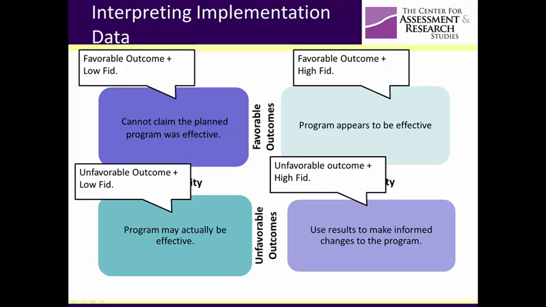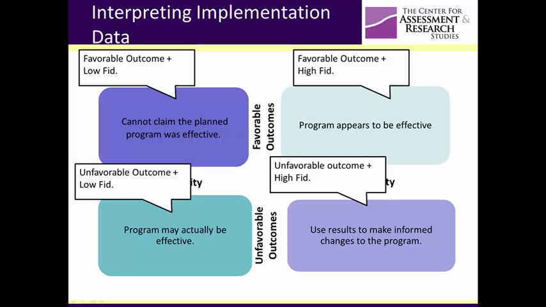So what if we have unfavorable outcome results? For whatever reason, the students didn't meet our outcome according to the measure. In our first case, the students did not perform well, but the program was not implemented as intended. However, in this case, the program may actually be effective if it was implemented correctly.